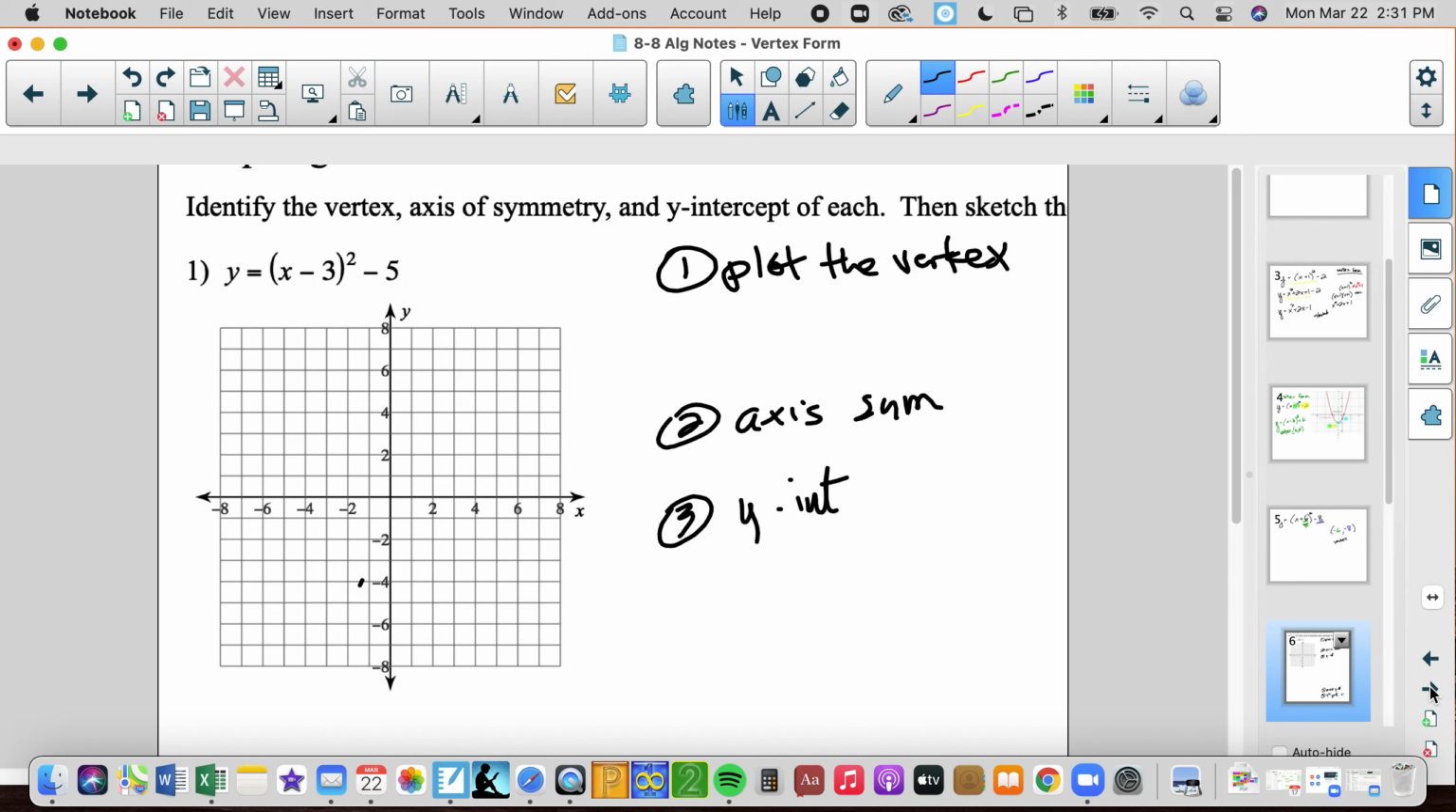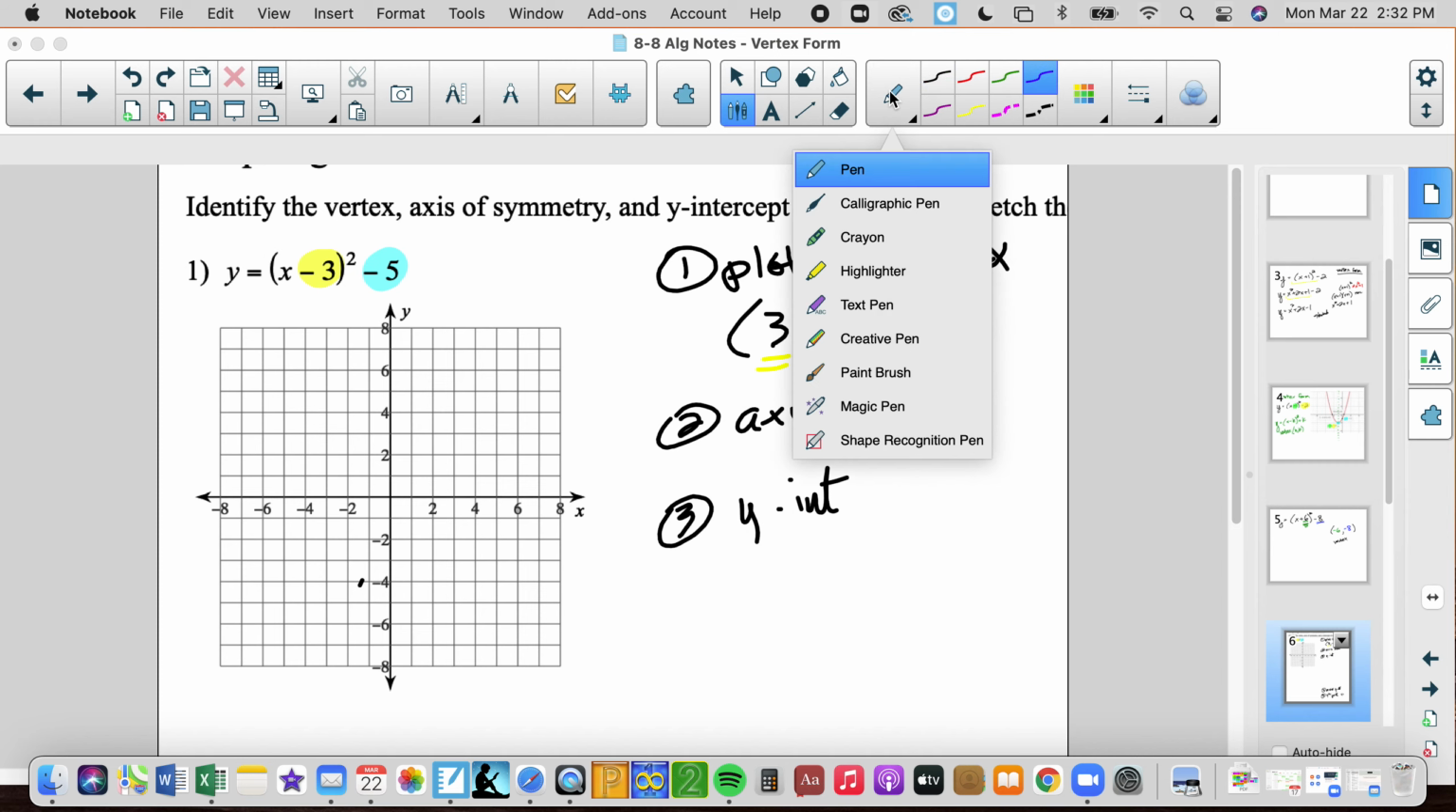So we have this equation, y equals the quantity of x minus 3 squared minus 5. So the first thing we want to do is find the vertex. So we know the vertex is going to be the opposite of that value. So if I see -3, I know my vertex is going to be the opposite of -3. It's going to be +3. And then I know that my y value is going to be whatever is being added or subtracted to the quantity. So I have a -5, and that would be my y value.